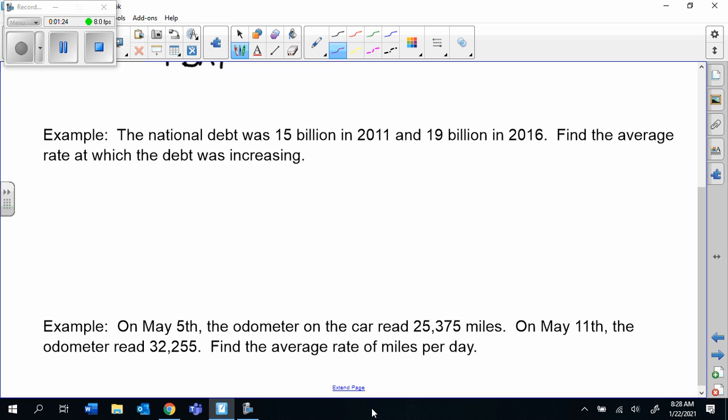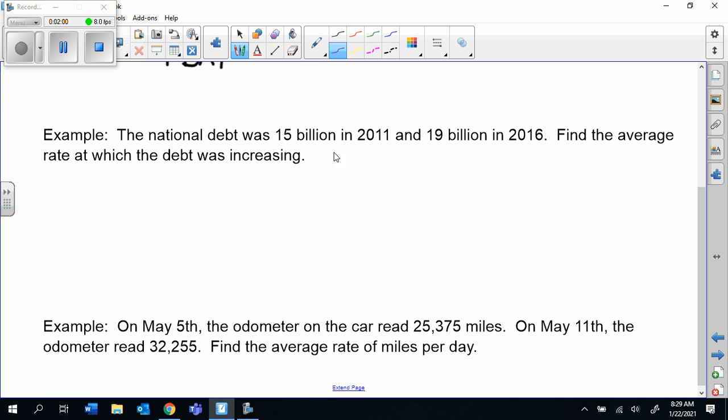The national debt, here's our first example, was $15 billion in 2011 and $19 billion in 2016. Find the average rate at which the debt was increasing. I gotta come clean and tell you I don't know where these numbers exactly came from. I rounded these to nice numbers from your textbook. So your text printed them. I can't verify it is what I'm trying to say.